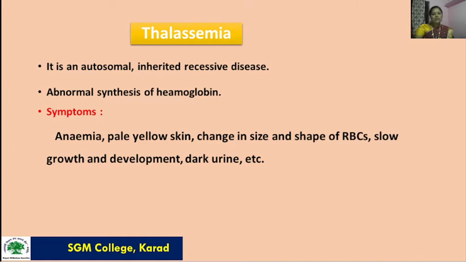In thalassemia, the person shows symptoms like anemia, pale yellow skin, change in size and shape of RBCs, slow growth and development, as well as dark urine, etc.